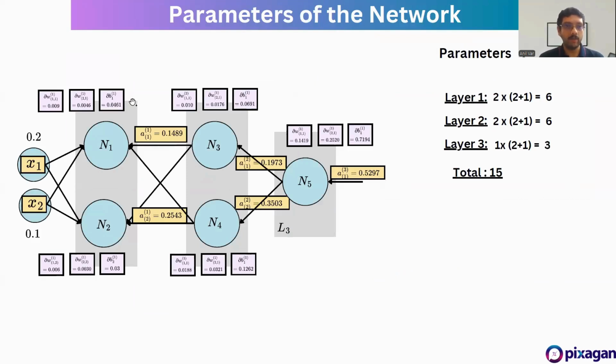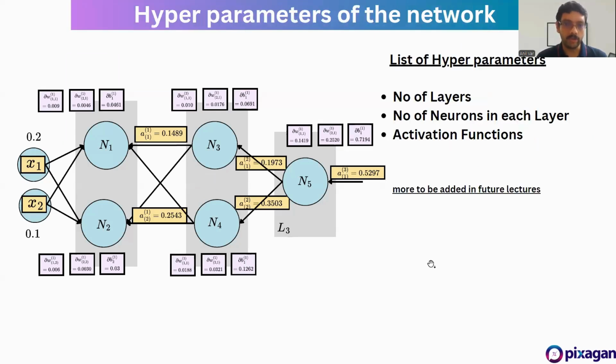How many parameters are there? First layer, 2 neurons. Each neuron has 2 weights and a bias. The first layer and the second layer have 6 parameters, and the third layer, which is the output layer, or rather the fourth layer, if you're counting the input layer, has 1 neuron. So it's got 3. So 6 plus 6 plus 3 is 15 parameters for this network.